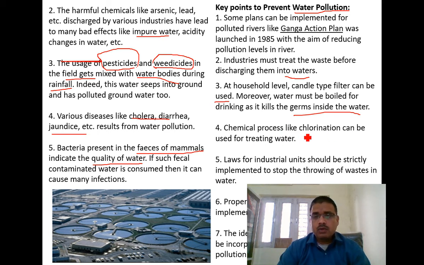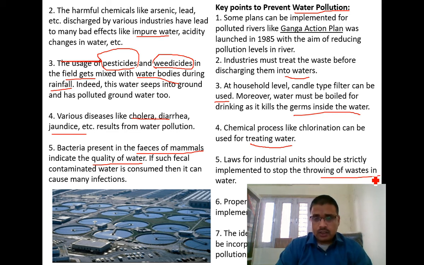There are laws for industrial units that should be strictly implemented to stop the throwing of waste, because people who are not willing to understand what water pollution is throw these wastes into the Ganga or other rivers. To restrict such activities by human beings, there should be an industrial law, and there should also be an awareness program so that they understand the importance of these matters.